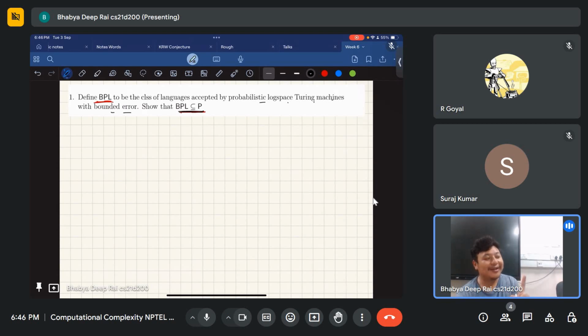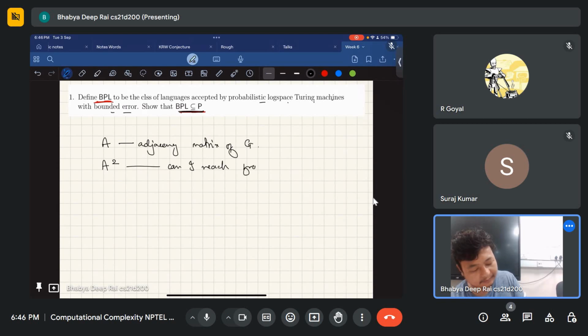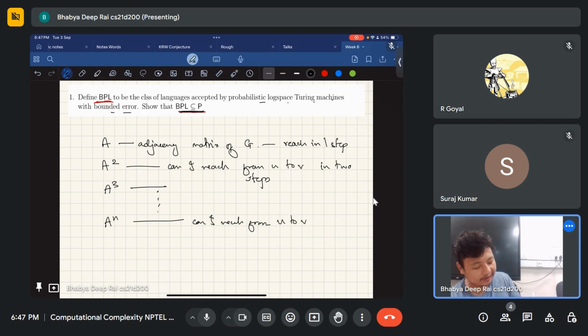Okay. And I remember last time I asked you what happens when you square an adjacency matrix, right? If A is an adjacency matrix of G, and I asked you A square, what does it represent? It represented: can I reach from U to V in 2 steps. This one is reach in 1 step. And A cube, and if I keep doing this and I do A to the n, then it means can I reach from U to V in n steps.